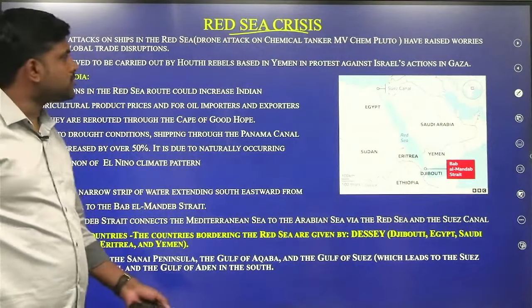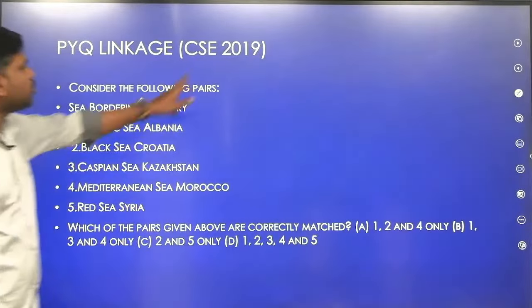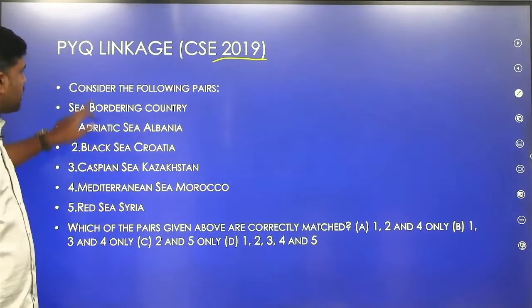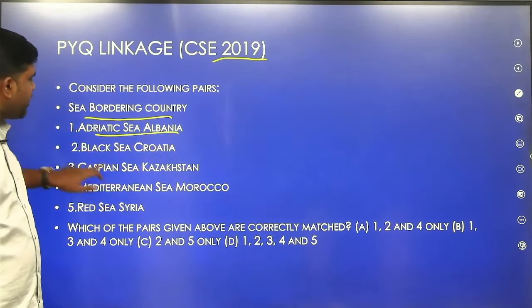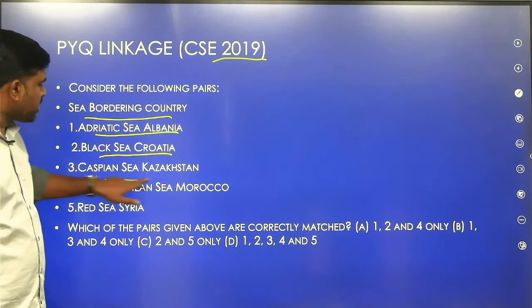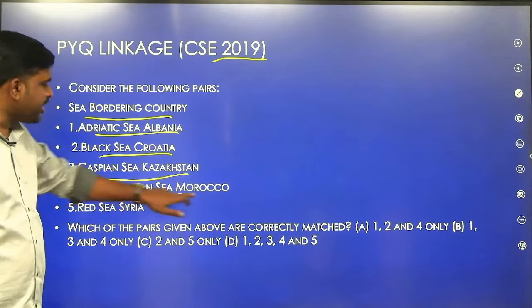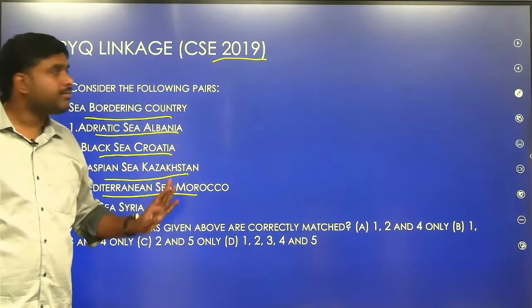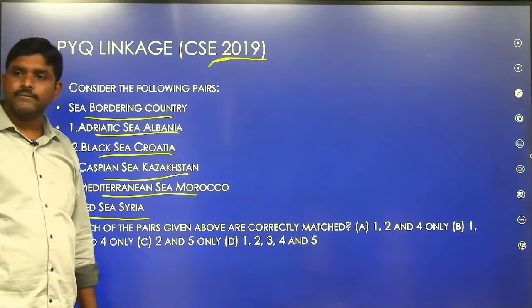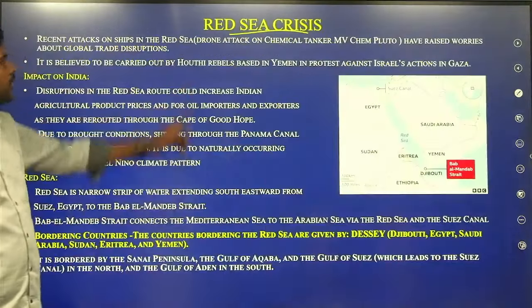Red Sea crisis. Why is it in the news? 2019 PYQ. Consider the following pairs: sea, bordering country. Adriatic Sea, Albania. Black Sea, Croatia. Caspian Sea, Kazakhstan. Mediterranean Sea, Morocco. Red Sea, Syria. Which of the pairs given above are correctly matched? Red Sea.